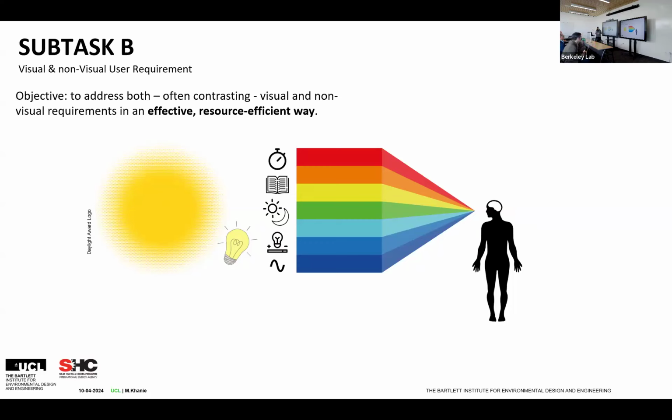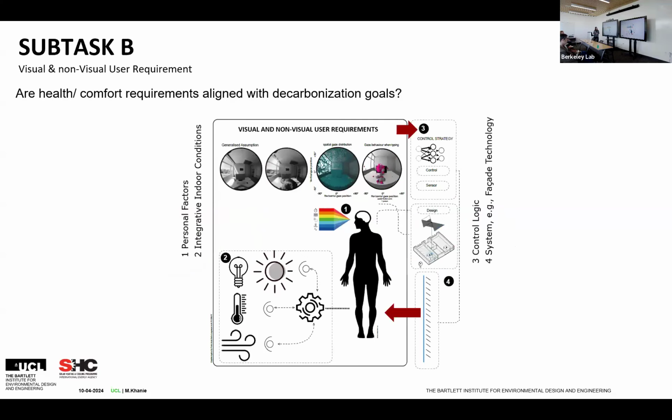So the main objective, the final goal of this task, is to address both often contrasting visual and non-visual requirements in an effective, resource-efficient way. And that last part is, of course, a big question. Is it within the current goals or the decarbonization goals? Are we aligned? How aligned are we when talking about the health and comfort of the humans? And if we zoom out, where does that stand?